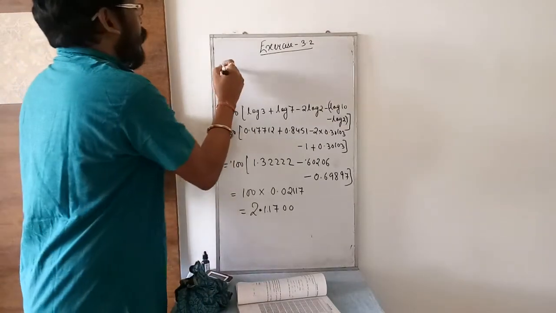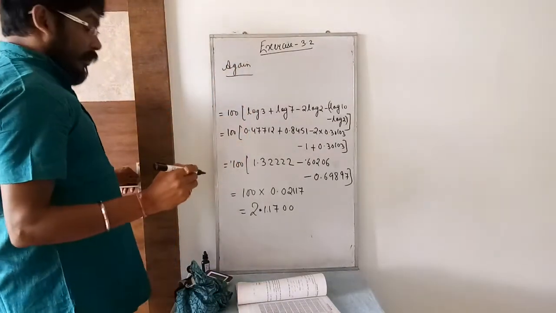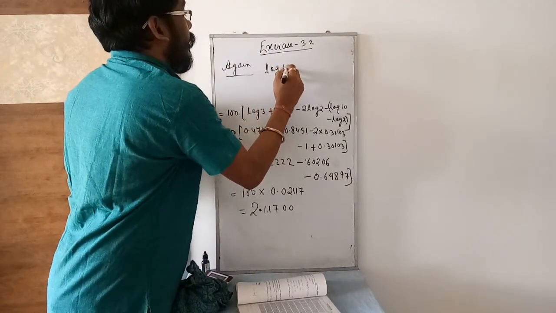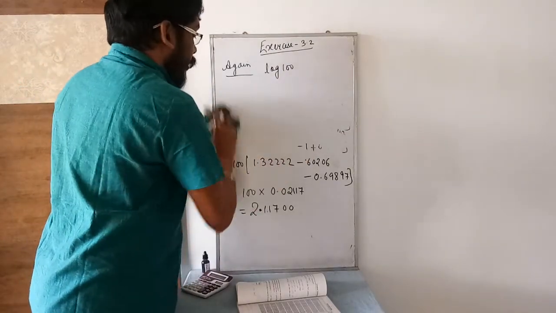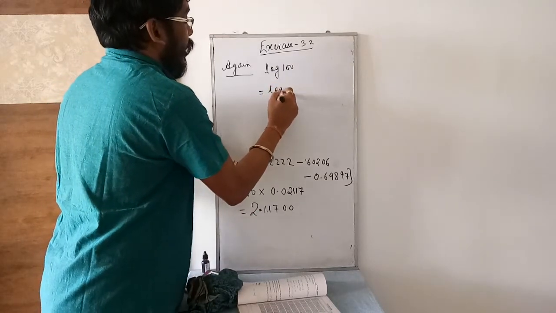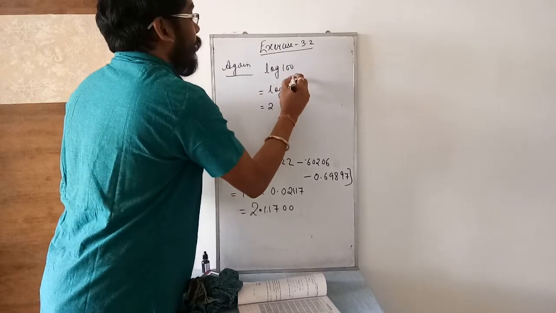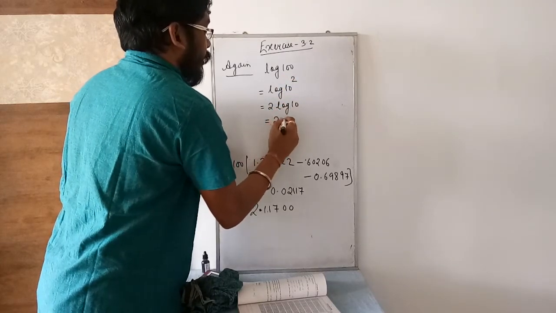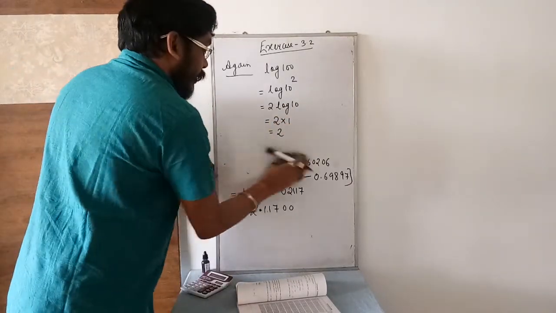What is the other part? It is 100 here. So I will find out log 100. Log 100 you can write as log 10 square, so it is 2 log 10. So 2 into 1 is 2. So what is the ultimate value you got?